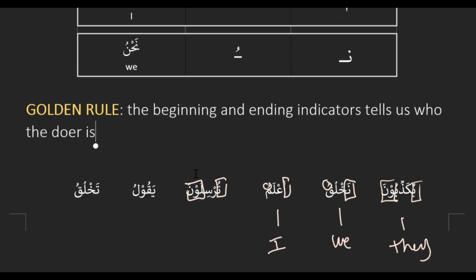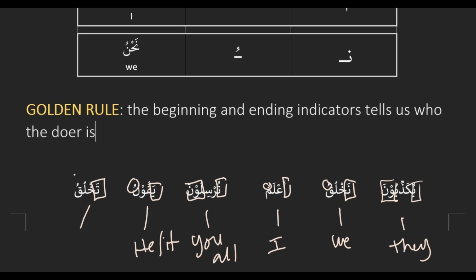Good. Okay. Next one. يقول. Ya is the beginning indicator. And the dhamma is the ending indicator. And the combination of ya plus dhamma is he, it. He slash it. Good. Okay, last one. تخلق. Ta is the beginning. The dhamma at the end is the ending indicator. And what's the embedded doer for this combination?